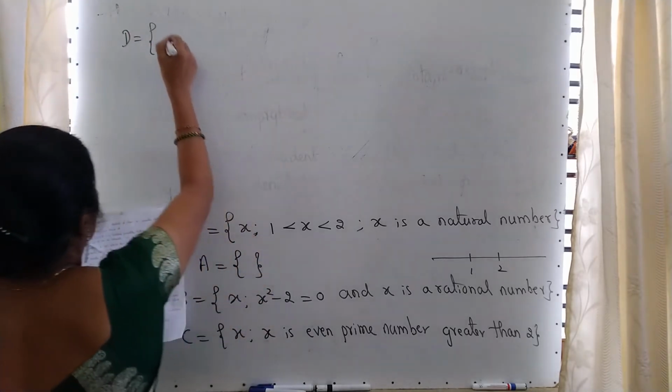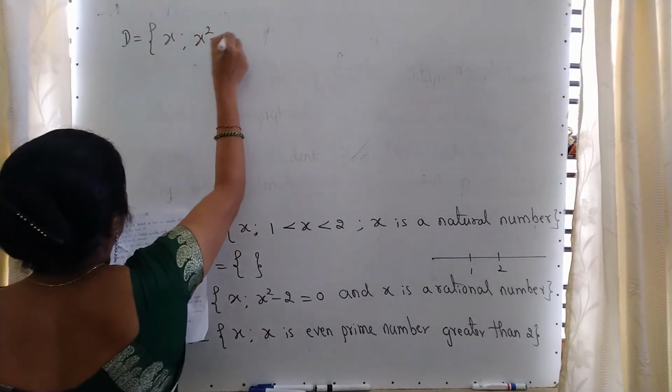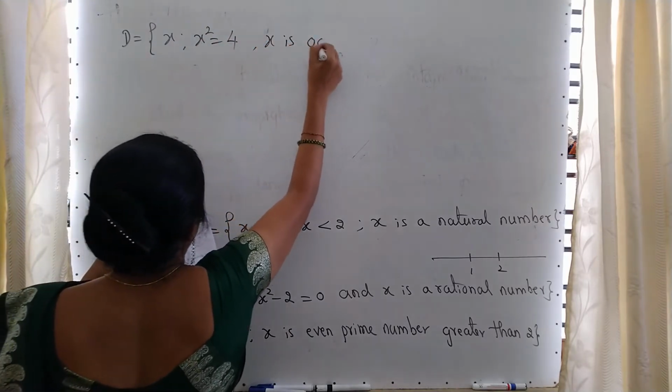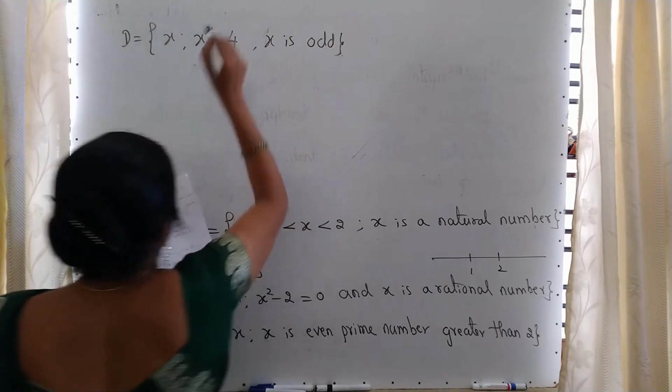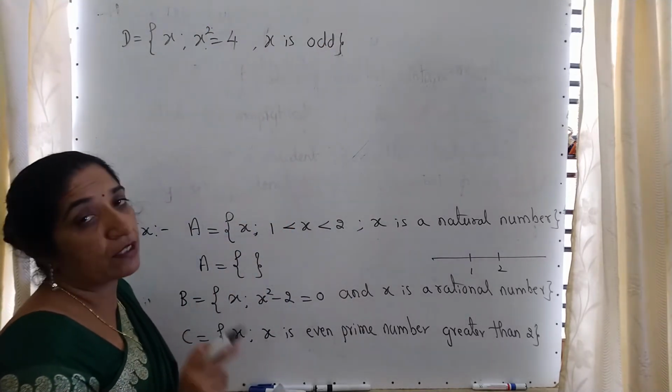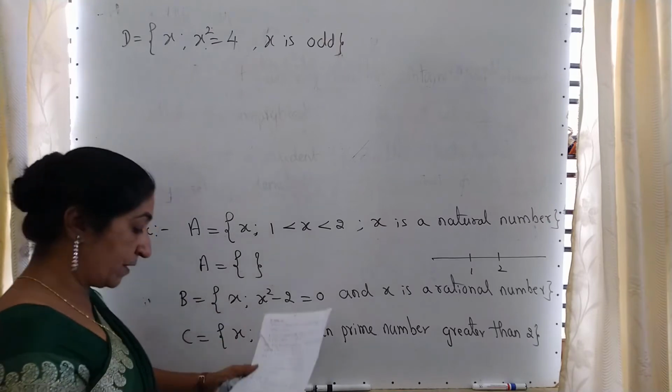X such that x square is equal to 4 and x is odd. No, it is not possible. If x square is equal to 4, what is x? X is plus or minus 2. It is not an odd number. It is an even number.